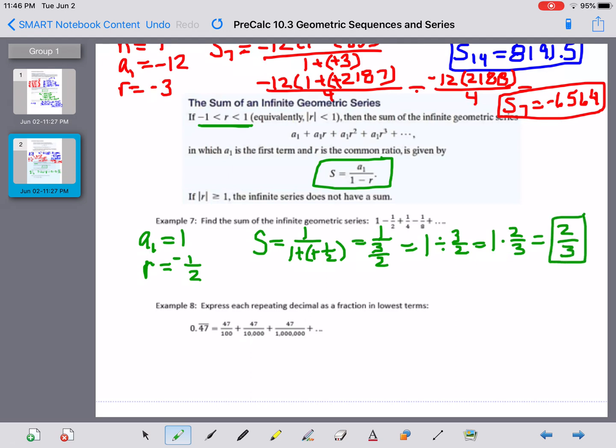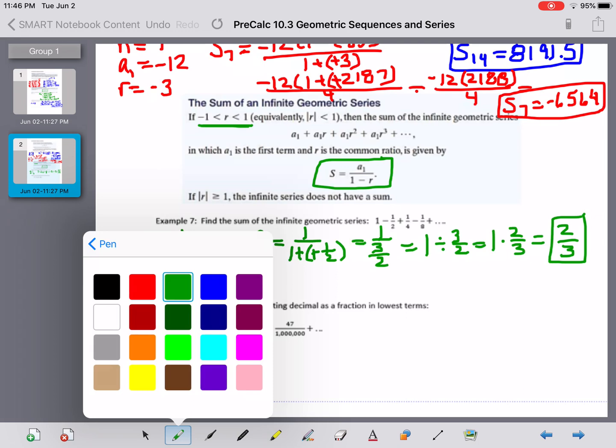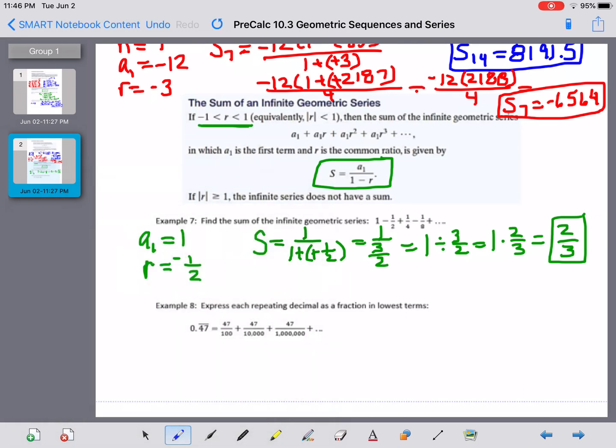All right. We have one more here, and this is an interesting way to think about how you can rewrite a repeating decimal as a fraction. It's one of those things we learn once upon a time and then forget, but anyways, here we go. I have this decimal of 0.47 repeating. So if you think about it, it's like 0.47474747, and it keeps going on and on and on.